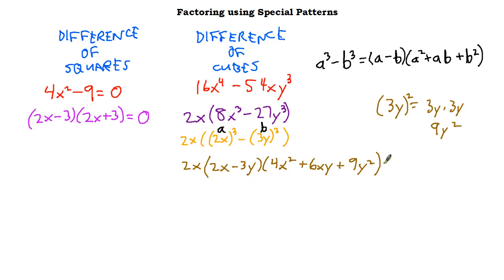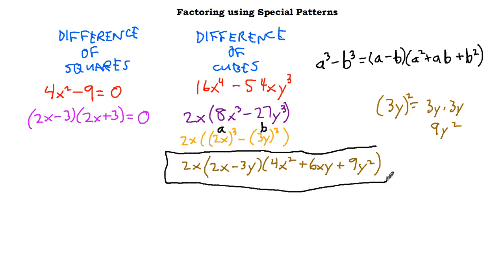Okay, now this is factored as completely as we possibly can, and that was the goal for this example, so yay. So that is factoring a difference of cubes. Now, it turns out that we can also factor a sum of cubes, so we're going to take a look at that as well.